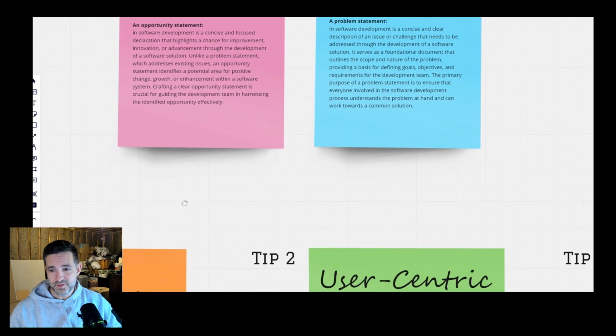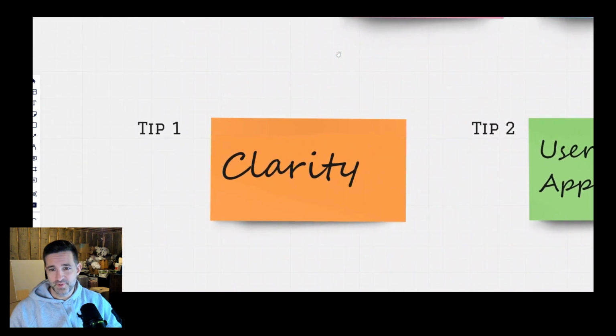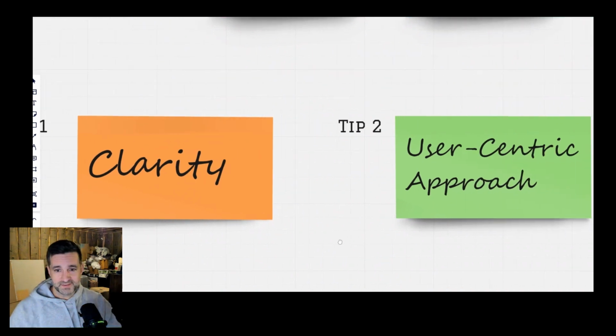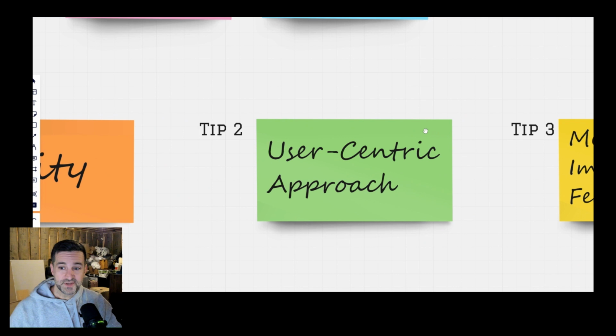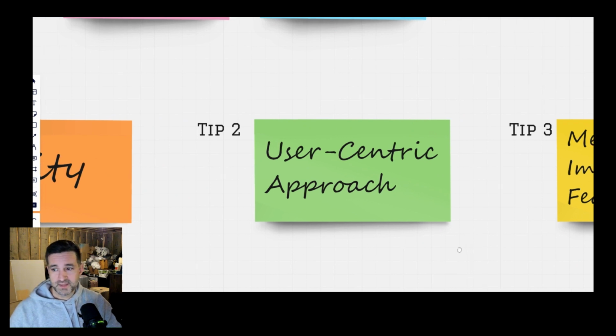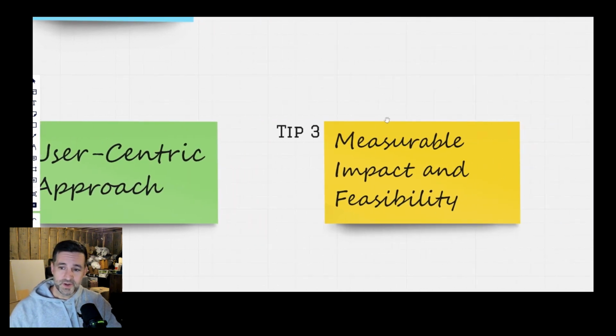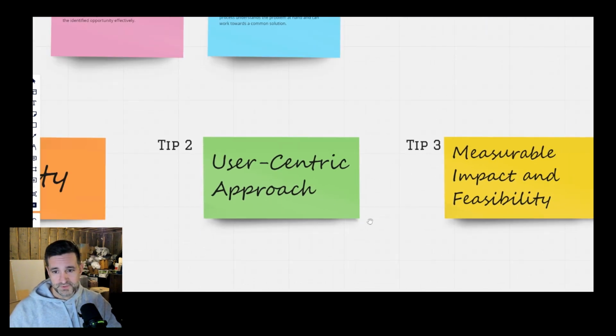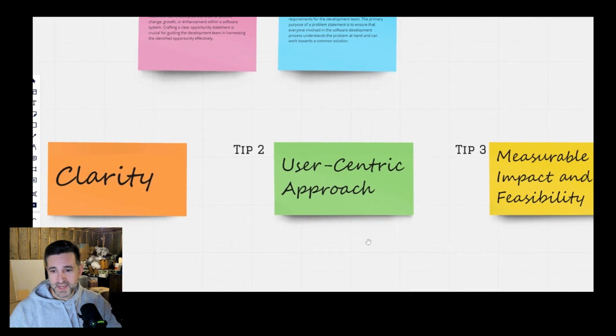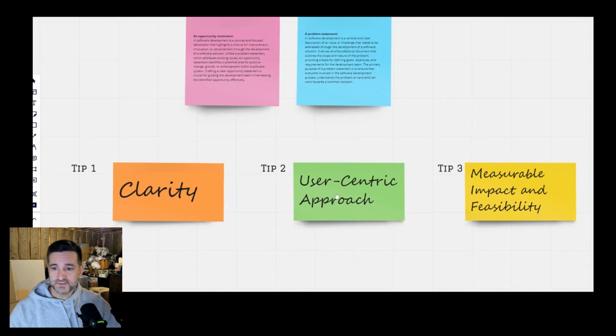So the first tip, and I'll show all the tips to you here, is making sure that those statements have clarity to them. The next tip is making sure that they have a user-centric approach to them. And then the last tip is you want to make sure that the statement has some sort of measurable impact and feasibility. So once again, to zoom out a little bit, you want to make sure that your statements encapsulate these three specific items: clarity, a user-centric approach, and a measurable impact and feasibility behind it. So those are the tips.